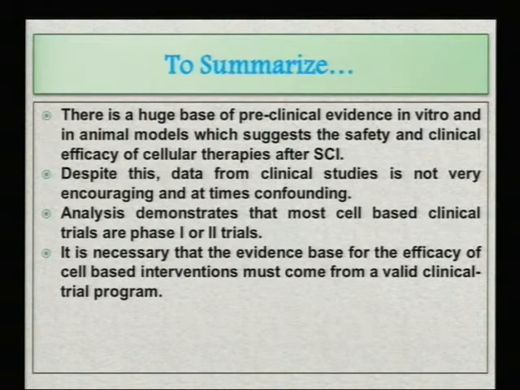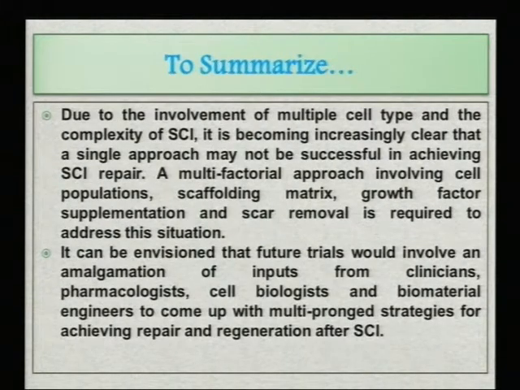So when it comes to spinal cord injuries in particular, there is a huge base of preclinical evidence in vitro and in animal models which suggests the safety and clinical efficacy of cellular therapies after spinal cord injuries. The data from clinical studies is not very encouraging and at times confounding. And most of these trials have been either phase one or phase two trials. It is necessary that the evidence base for the efficacy of cell-based interventions must come from a valid clinical trial program.